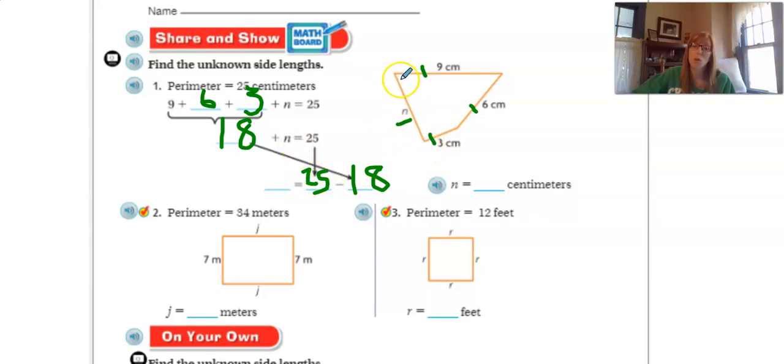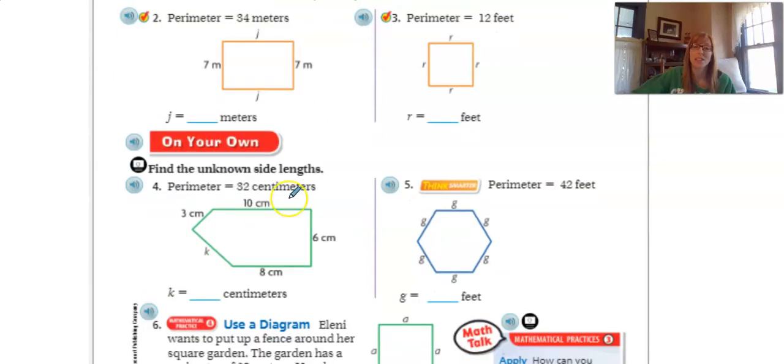So when we go from here to here to here to here, we have 18. And if we go from 18 to 25, which is over here because it would close out the whole shape, this is what we need to find out. We know that 18 from 25 is 7. So n is 7. All right, let's keep moving on.